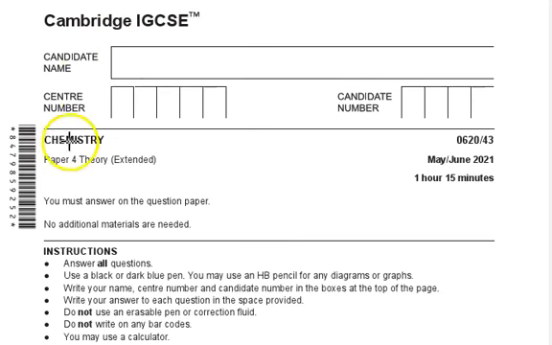In this video I'm going to explain Chemistry Paper 4, 43, May-June 2021. The time duration here is 1 hour and 15 minutes. Let us start with the first question.